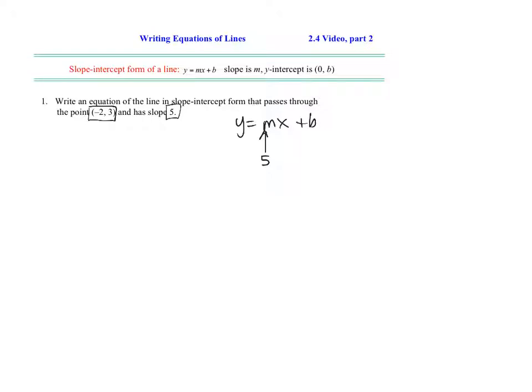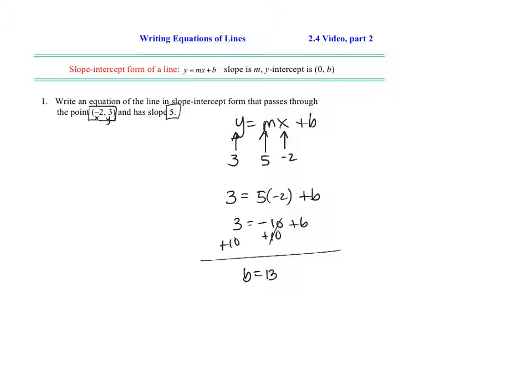And then we have an x and a y value from our point. So we're going to put in for y the value of 3, and for x, we're going to put in that value of negative 2. So we'll have an equation, 3 equals 5 times negative 2 plus b, and then we can solve for b. All right, so we get 3 equals negative 10 plus b. Add 10 to both sides, and you get b is equal to 13.